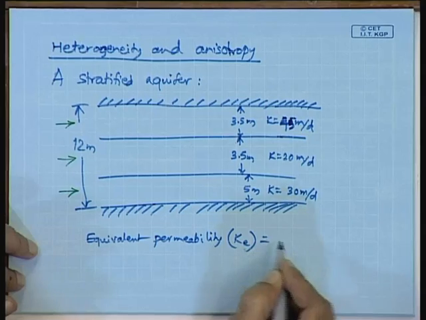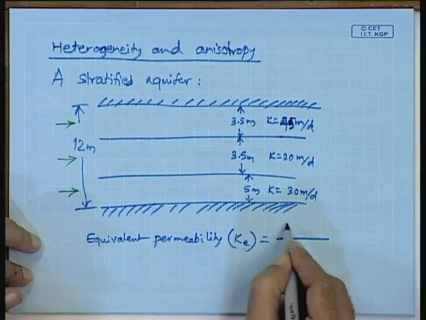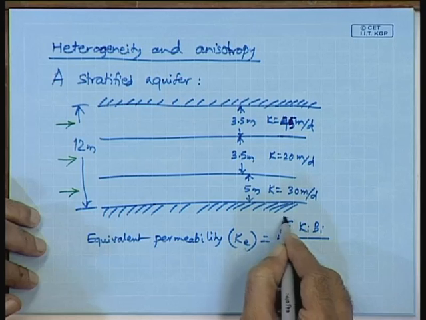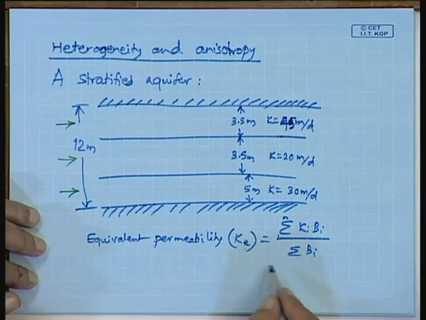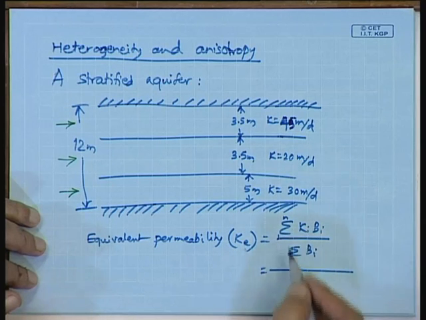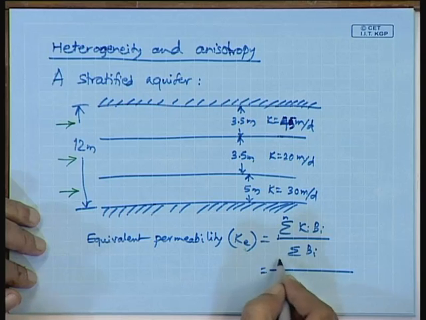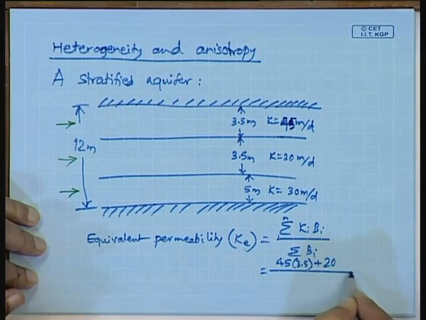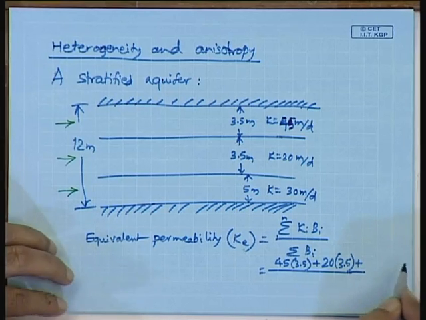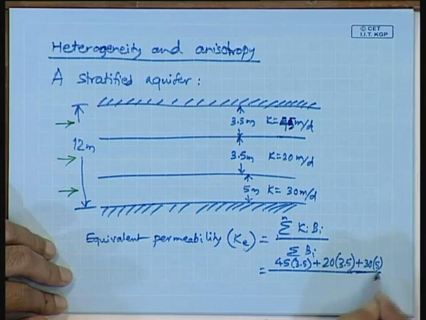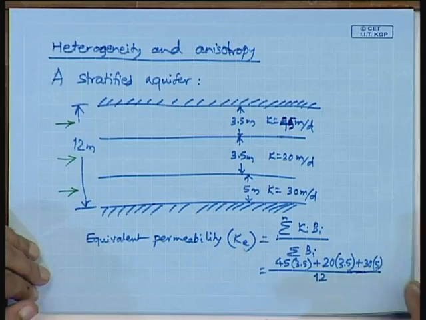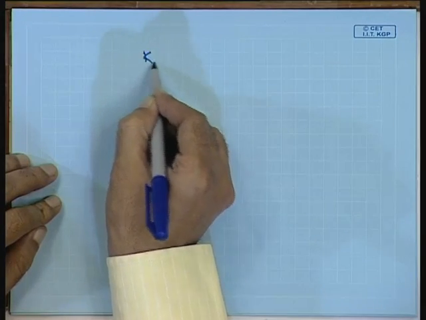So, Ke in this case is given by summation Ki Bi from 1 to n divided by summation Bi. In this case there are 3 layers, so there will be 3 terms in the numerator. That is 45 into 3.5 plus 20 into 3.5 plus 30 into 5. So, this is in the numerator, and in the denominator the total thickness, which is 12 meters. So, this will be the equivalent permeability Ke.